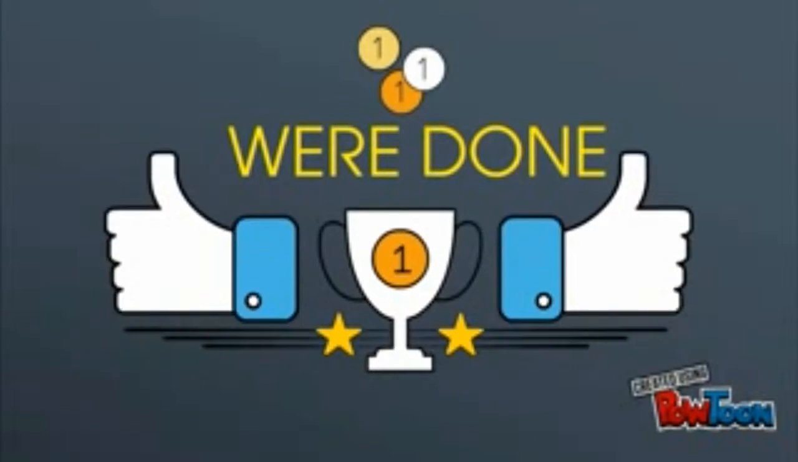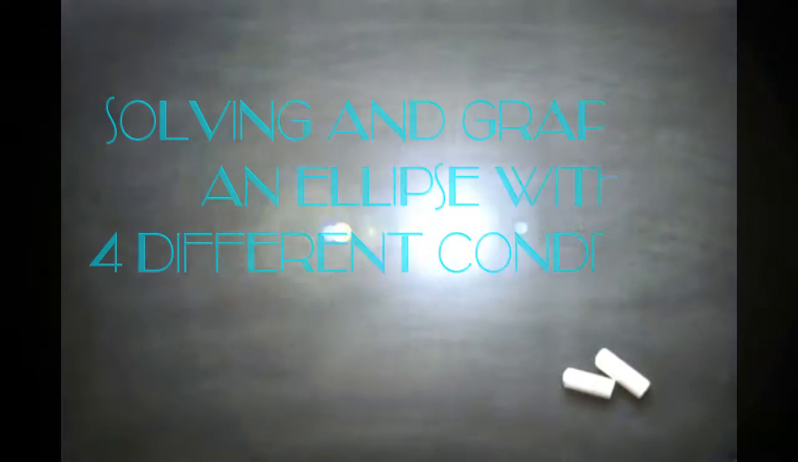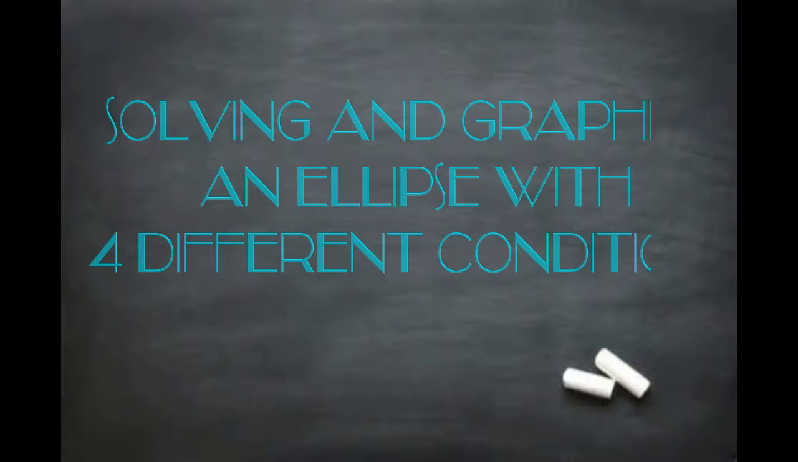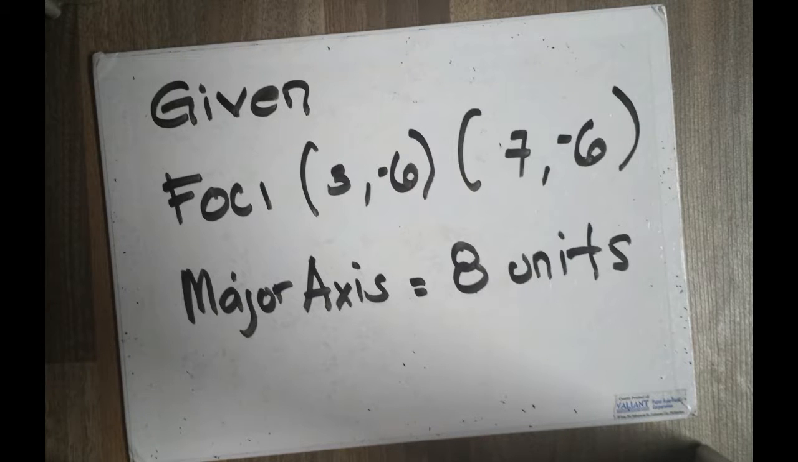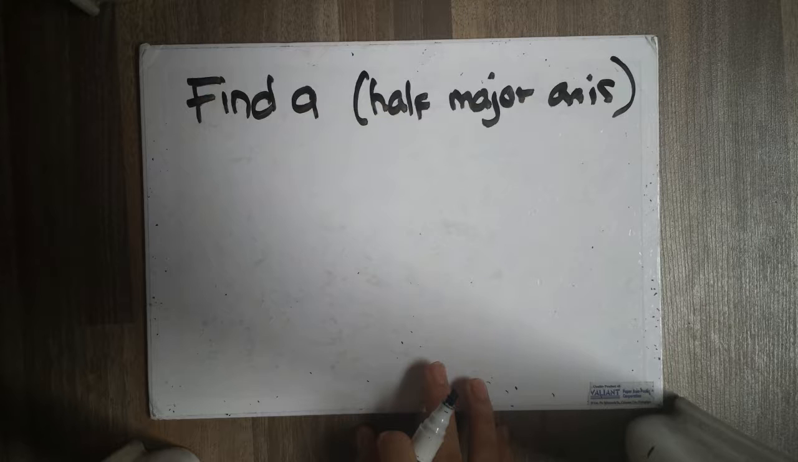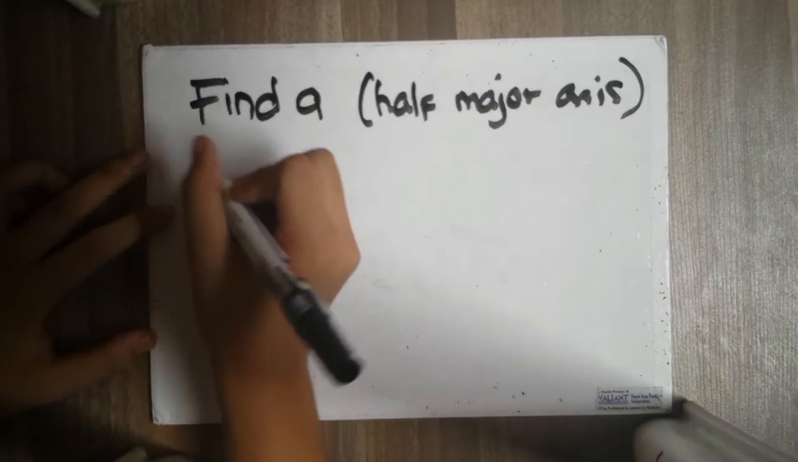Now we're done discussing what calculus, conic sections, and ellipse are. Let's now move on to solving and graphing an ellipse with 4 different conditions. For the first condition, the givens are foci at (3, -6) and (7, -6), and it has a major axis of 8 units. With this, we can say that our equation has a horizontal ellipse since its x-coordinates are not the same while its y-coordinates are the same. The next thing for us to do is find a.